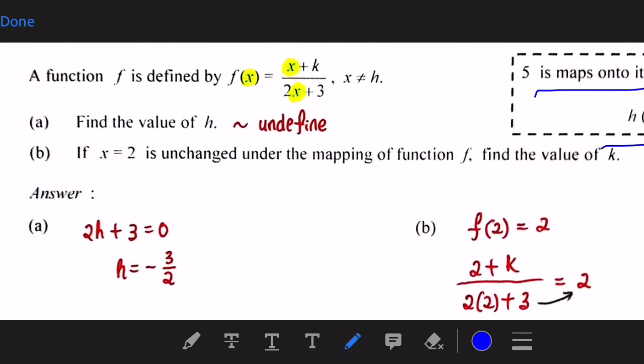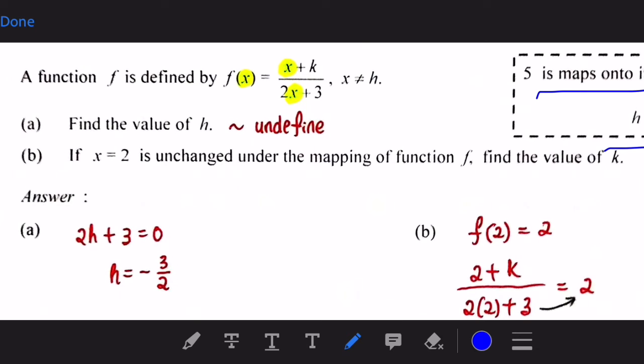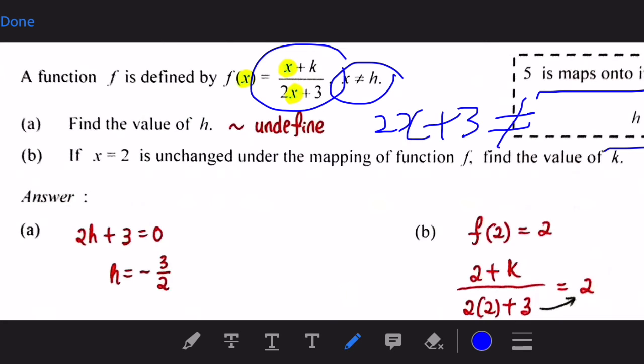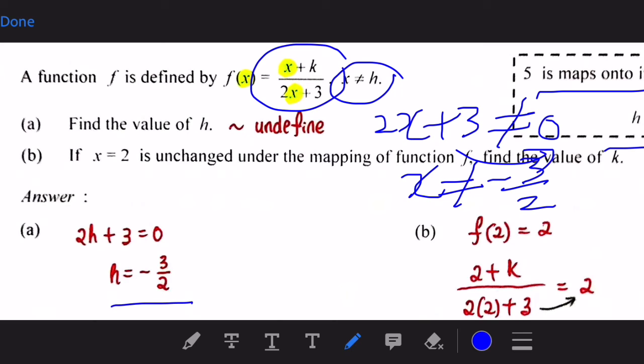Okay, when the function is defined as this one, x cannot be equal to the value that makes the denominator zero, meaning that 2x plus 3 cannot be equal to 0, right? If this is equal to 0, that means the function cannot function. So we have to solve x cannot be equal to negative 3 over 2, right? If you bring over, this is the answer.